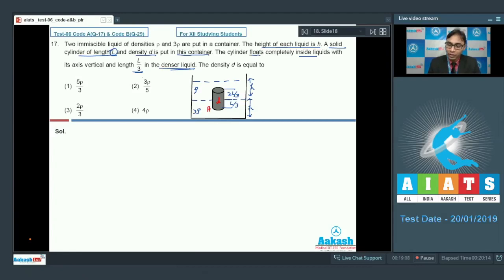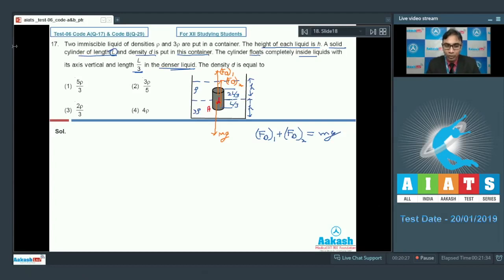So what are the forces acting on the cylinder? First is mg. Second, the buoyancy force due to the upper liquid. Let's say this is buoyancy force due to liquid 1. And third, the buoyancy force due to the lower liquid, the buoyancy force due to liquid 2. So for equilibrium, the buoyancy force of 1 plus the buoyancy force of 2 must be equal to the weight of the cylinder.